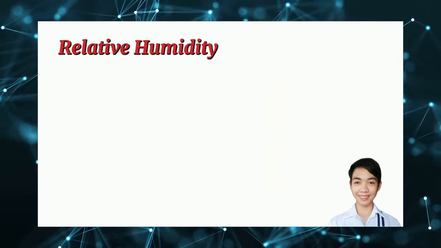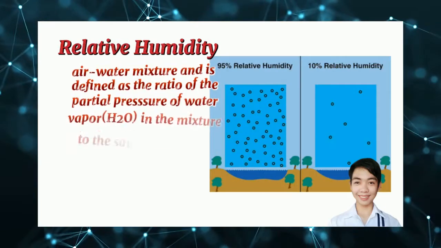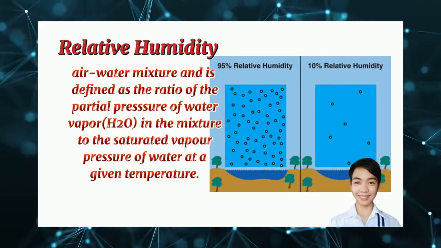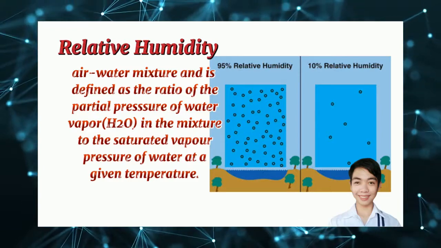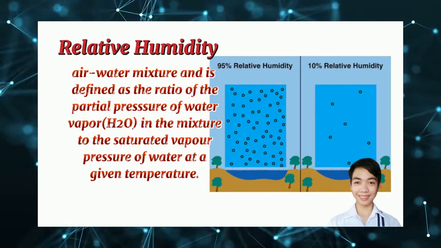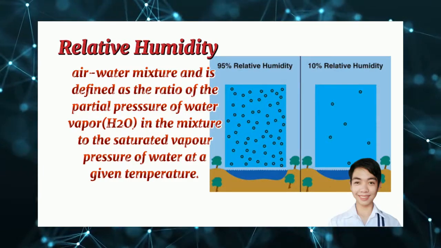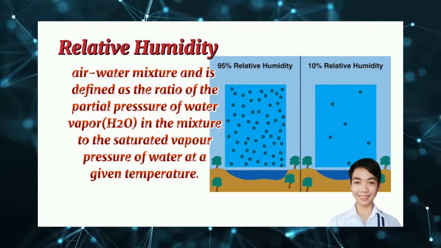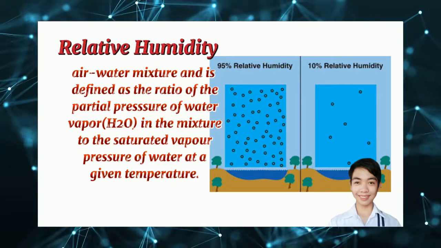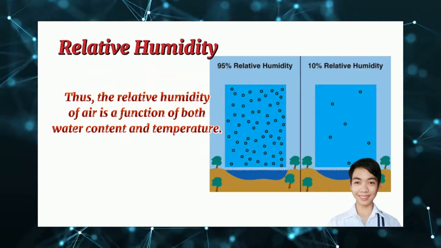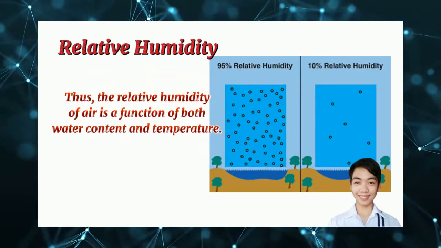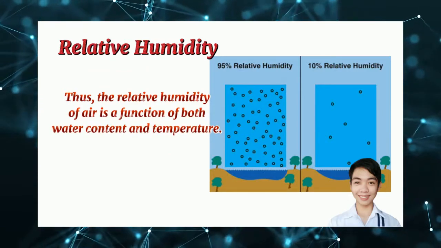Relative humidity, on the other hand, is for an air-water mixture and is defined as the ratio of the partial pressure of water vapor in the mixture to the saturated vapor pressure of water at a given temperature. Thus, the relative humidity of air is a function of both water content and temperature.